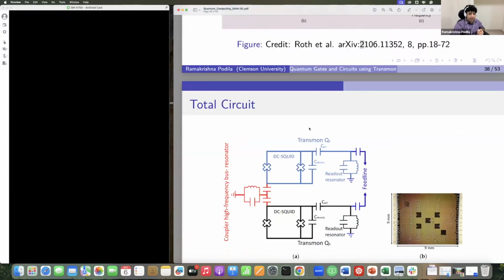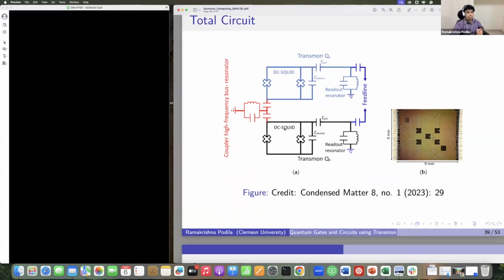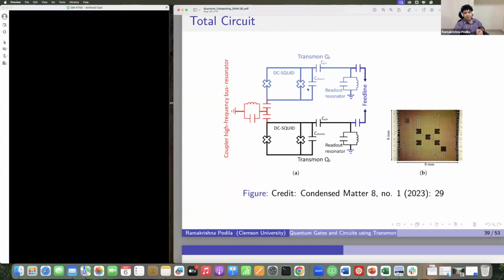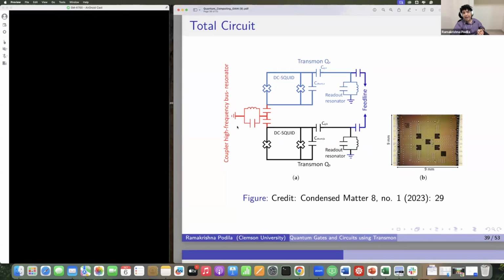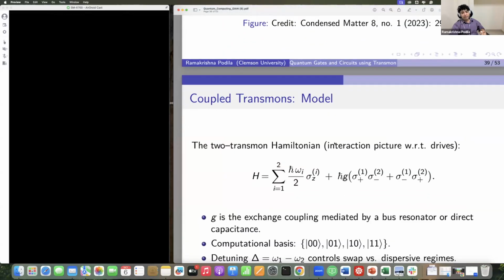And then we have our 2 qubit state, where we have the same 1 qubit black, 1 qubit blue, and we add an extra bus resonator. This is called a coupler, a high frequency bus resonator that couples the 2 qubits. So if you have 2 individual qubits, then you simply have the 2-state Hamiltonian for each qubit. But if we want to entangle them, we want to add this coupler.